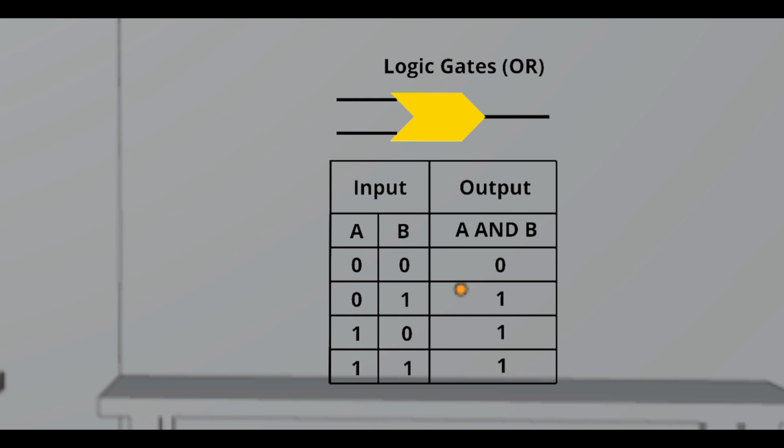Input A equals 1, B equals 0. Output equals 1. Row 4. Input A equals 1, B equals 1, output equals 1. The OR gate is one of the basic logic gates, enabling flexible data processing where the output is 1 as long as at least one input is 1.